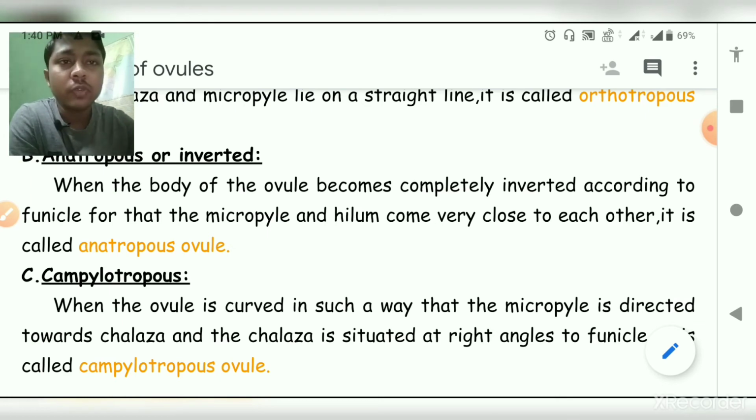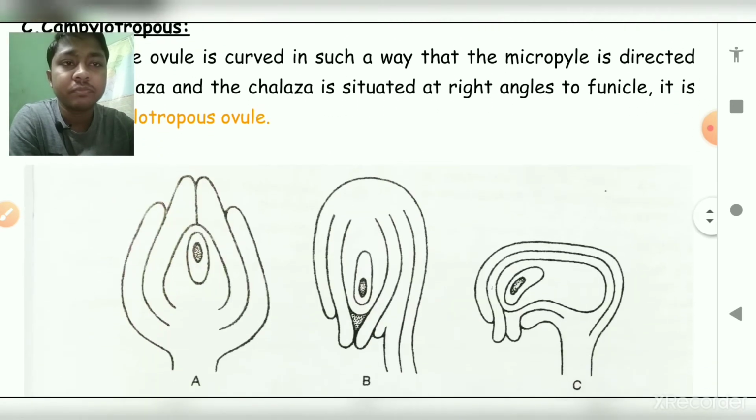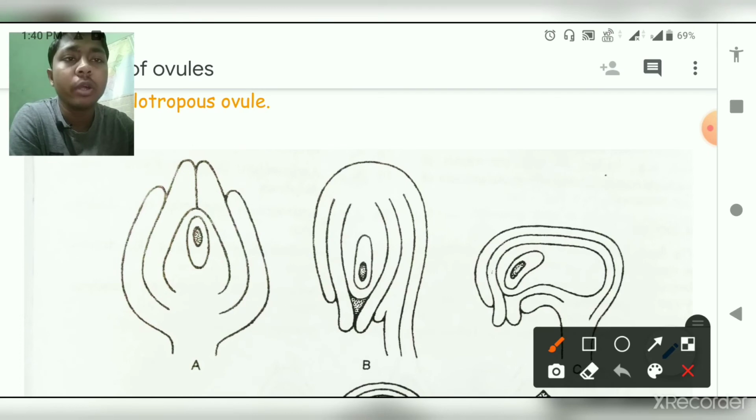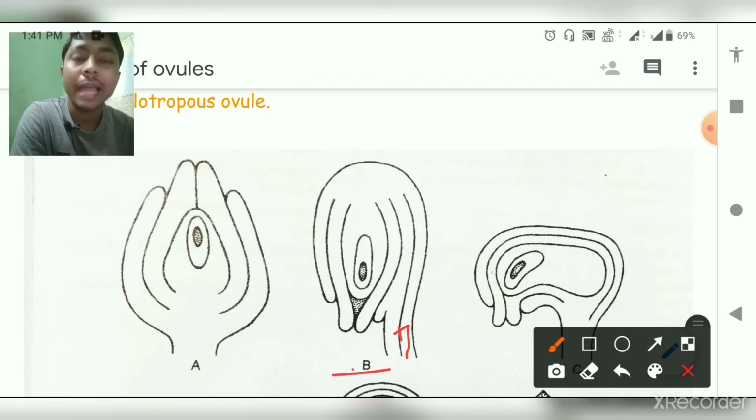First of all we look at the picture. Here this is the body of the ovule. When the body of the ovule becomes completely inverted according to the funicle, and according to the funicle this is completely inverted, that's the reason it is called inverted or anatropous type of ovule. So picture B indicates the inverted or anatropous type of ovule.